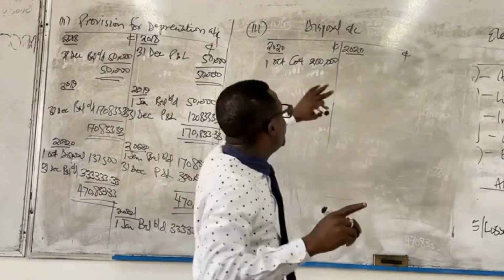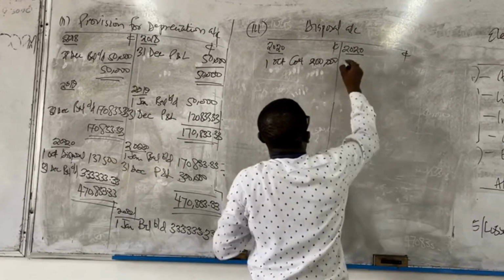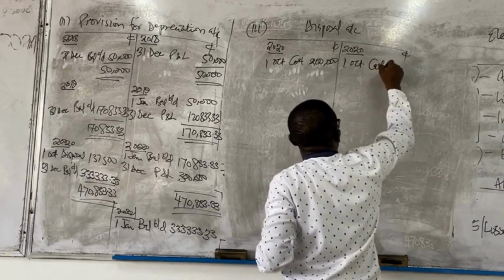So if it's the disposal account, the same date, 1st October, right? We'll write here cash. How much?